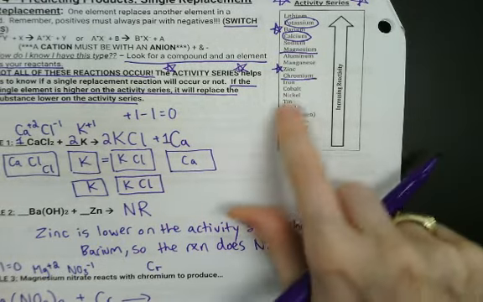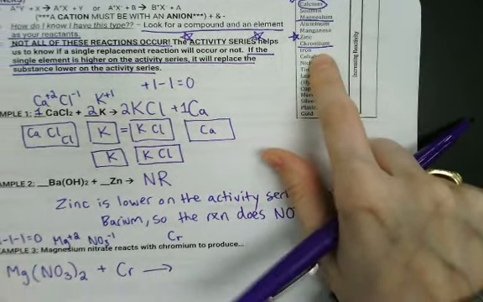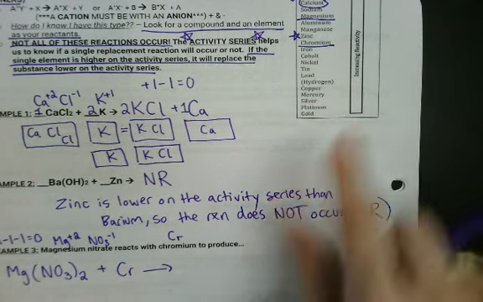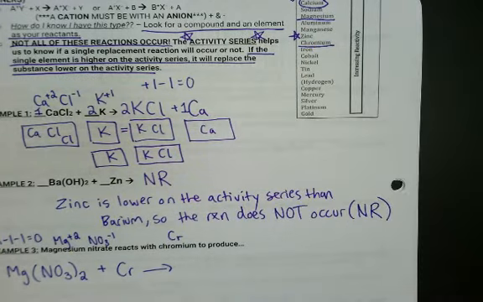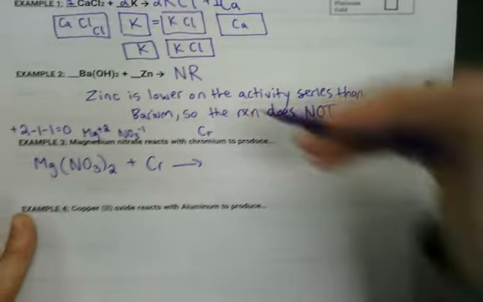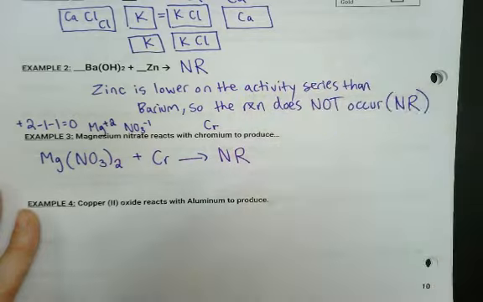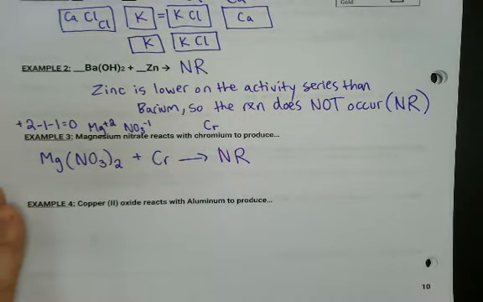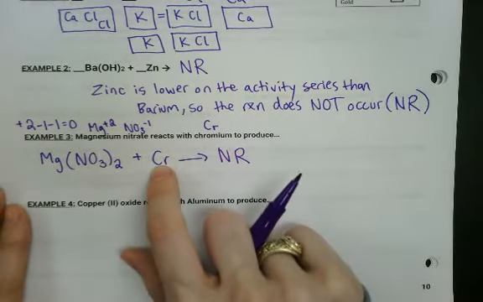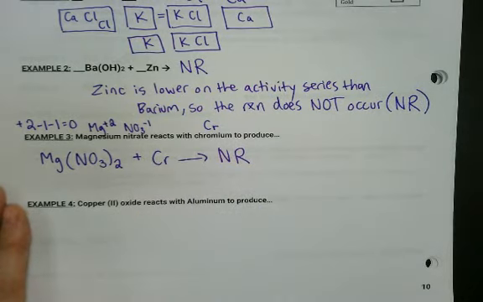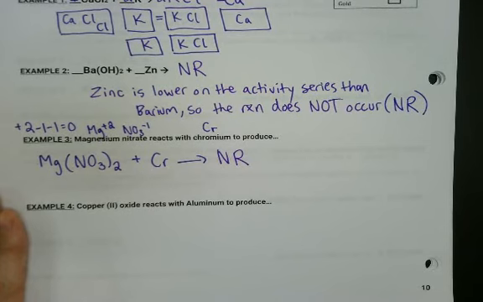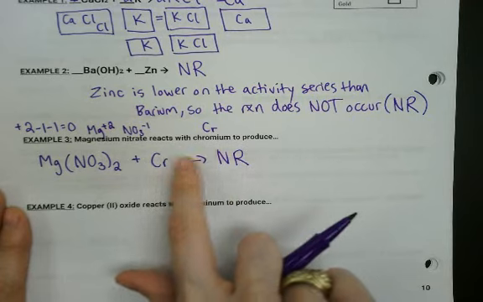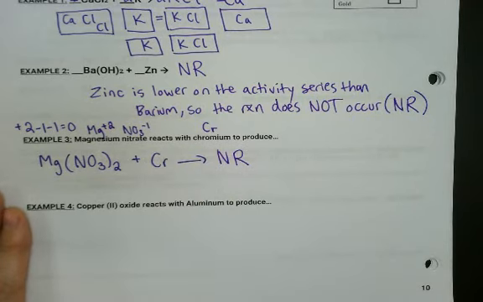So again, we have another case where our single element is lower on our activity series than the other element. So again, we can write NR because no reaction will take place. Chromium does not have what it takes to kick magnesium out of that spot, and so no reaction will occur. Again, we don't have to balance since there's no reaction happening. There's nothing for us to balance on our right side and our left side.